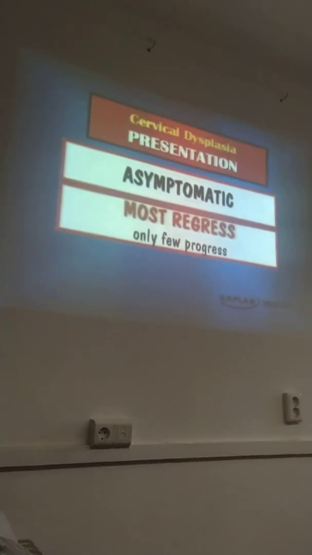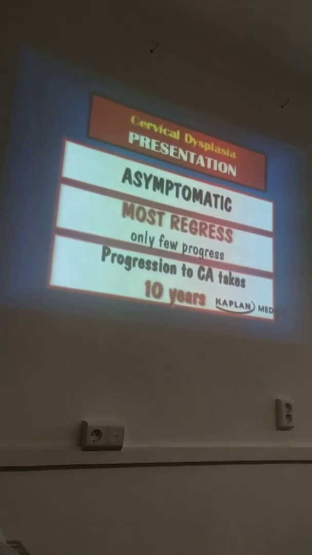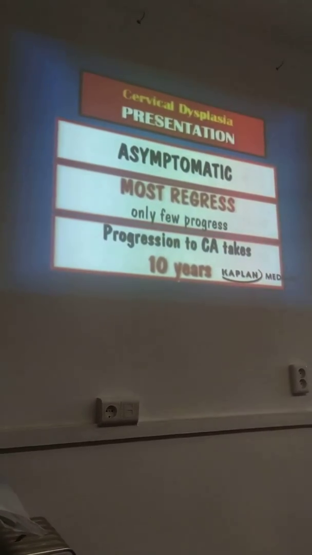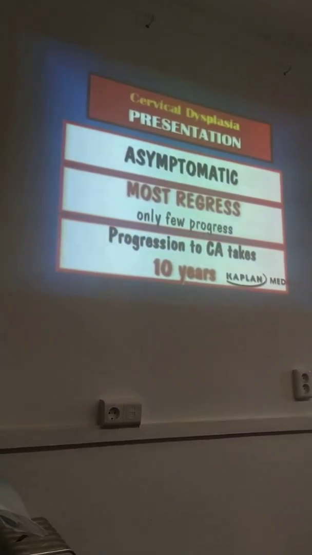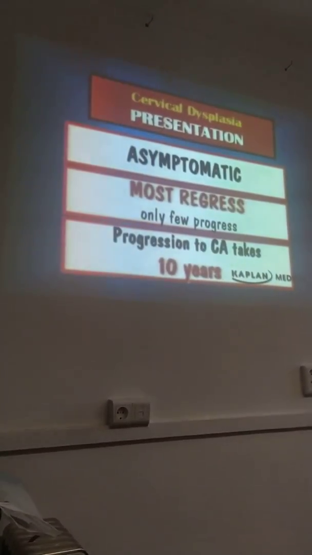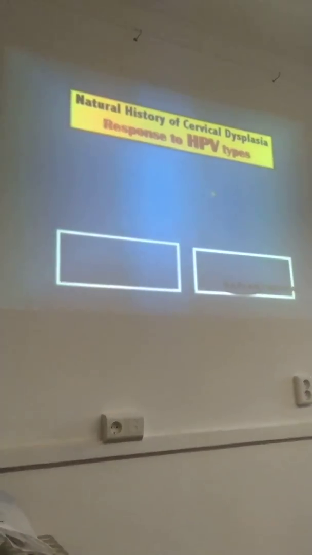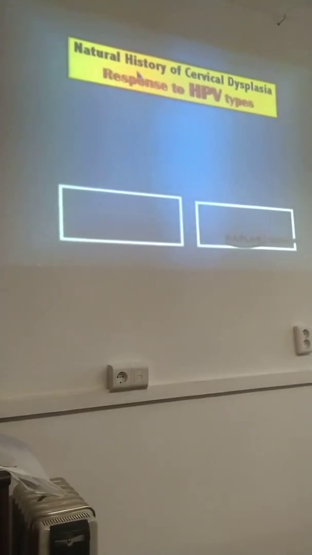How long does it take for that to happen? If it's going to happen, it's usually very slow, 10 years, which really sets it up very nicely for screening and for then intervention to prevent the cancer from developing. Now, what makes the difference in the lesions which regress versus those that become cancer? It is typically a response to human papillomavirus, the natural history.